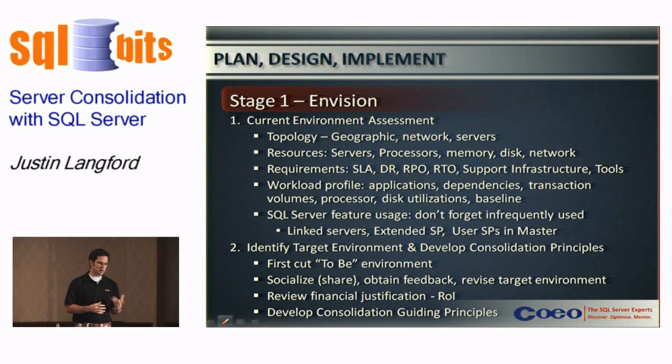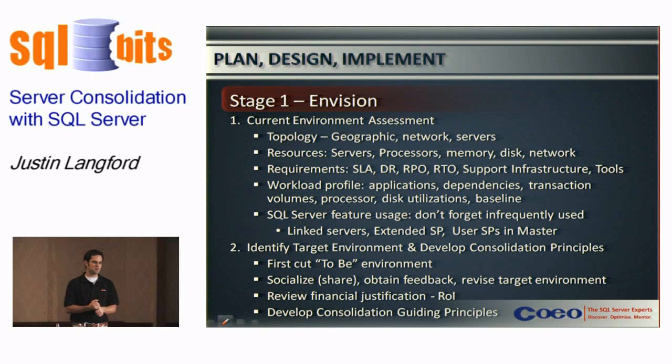So the first stage is envision, and the first step is an assessment of the current environment. So we're going to look at the network topology, the data centers, what resources we've got in terms of making an inventory of servers, processors, memory, disks, network, the requirements in terms of applications and service level agreements, requirements for disaster recovery and RPO and RTO, the recovery point objective and recovery time objective of each of these applications. So we can start grouping these applications into groups or areas of like requirements or similar requirements.